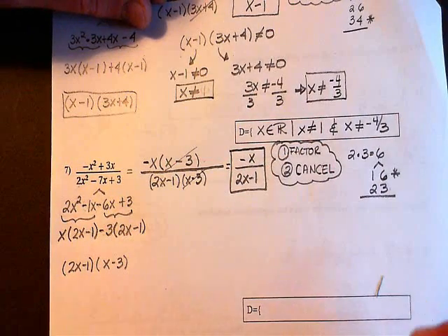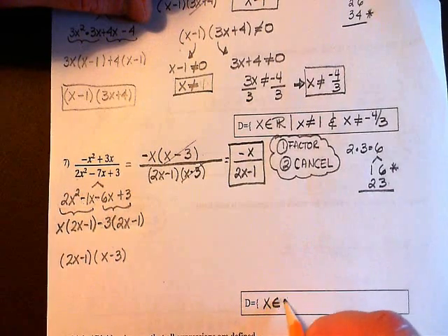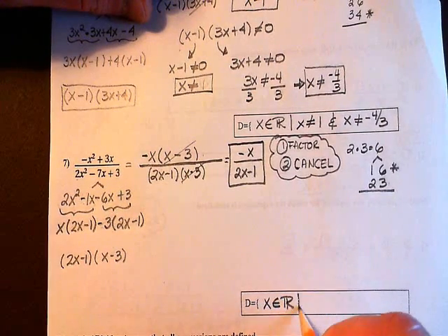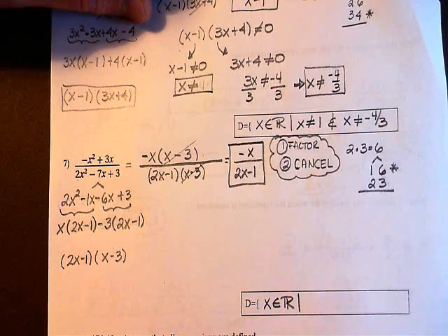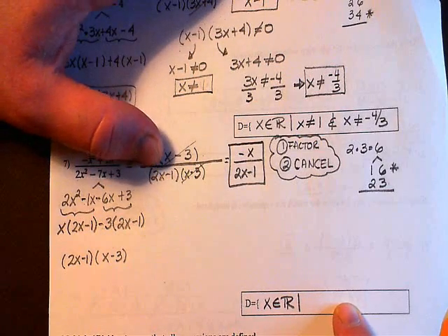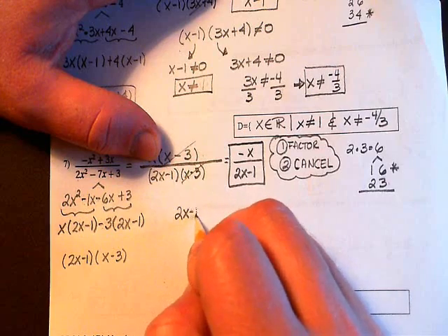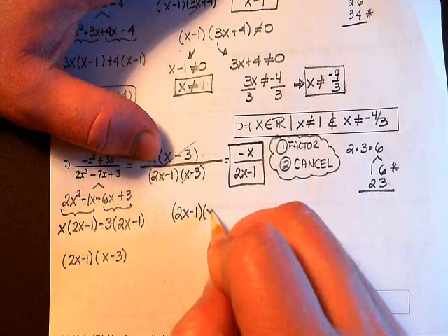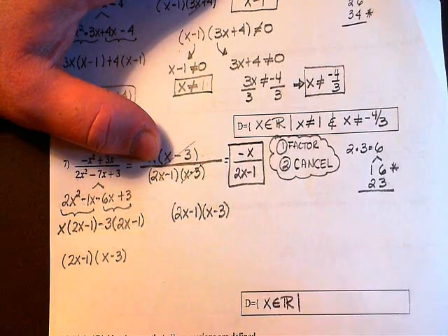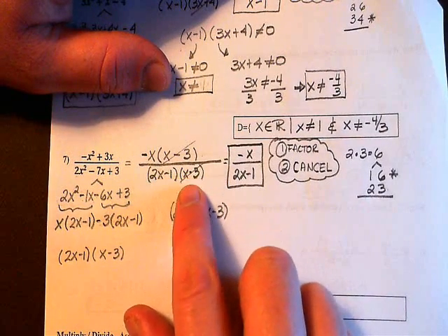So that's my answer. Now don't forget, we need to do our domain. Domain always begins with x belongs to all real numbers, such that, now we need to find our restrictions. Where do we find that? Again, our denominator in its factor form before it got canceled. In other words, 2x minus 1 times x minus 3. Okay, this is our denominator in factor form before we cancel.